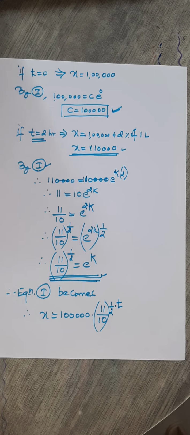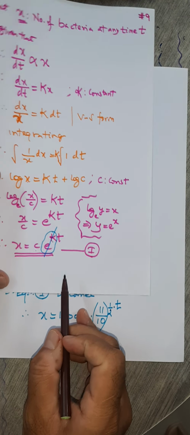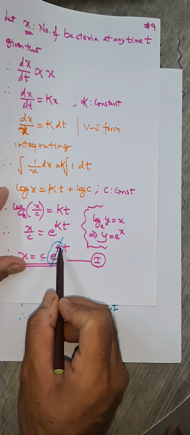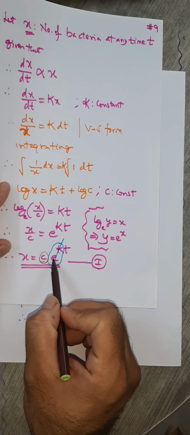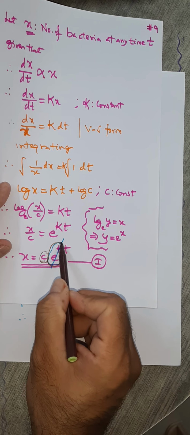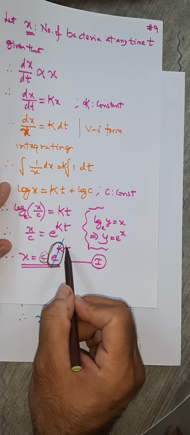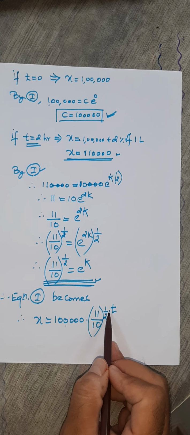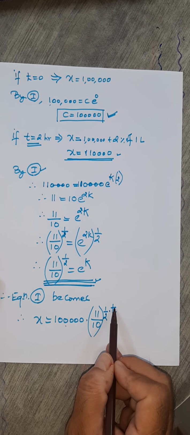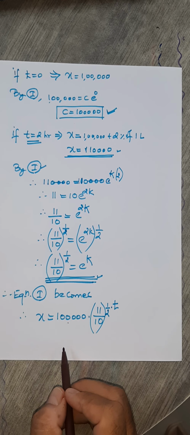I repeat what I'm doing. I'm placing the value of c and k. C you already placed, which is 1 lakh. I'm placing the value of e raised to k, remember. The power t is already there, right? And power of the power gets multiplied. So here you will get 1 by 2 into t.